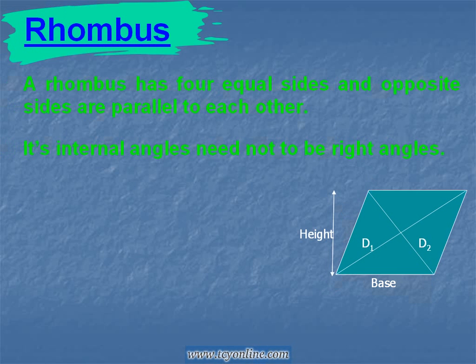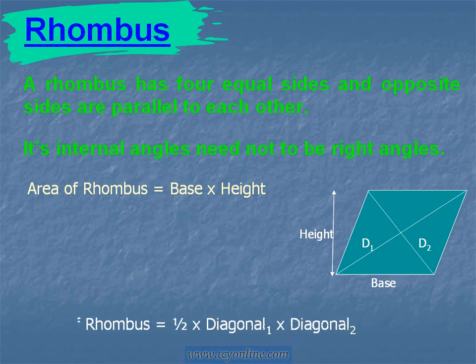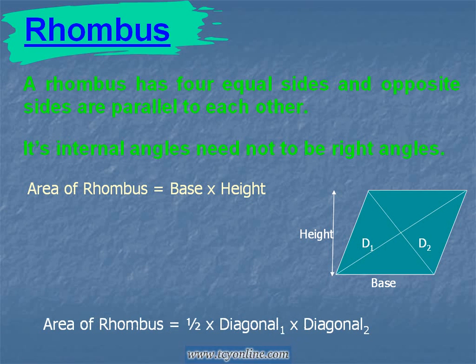Let's learn one more type of parallelogram, that is rhombus. A rhombus has four equal sides and opposite sides are parallel to each other. Its internal angles need not be right angles. Look at the picture. Area of rhombus equals base times height, and when we are given diagonals, then formula would be half times diagonal 1 times diagonal 2.